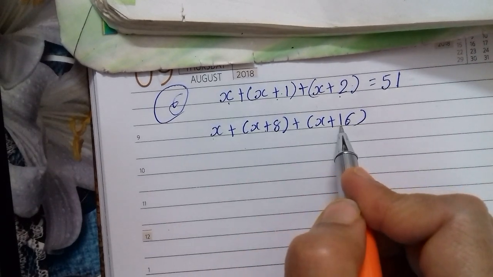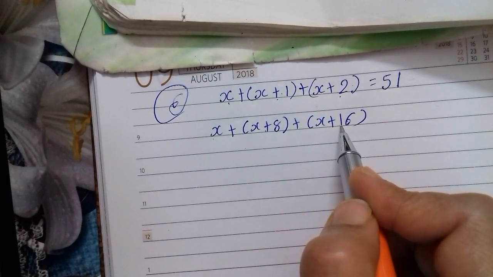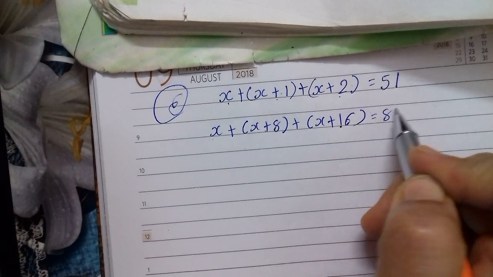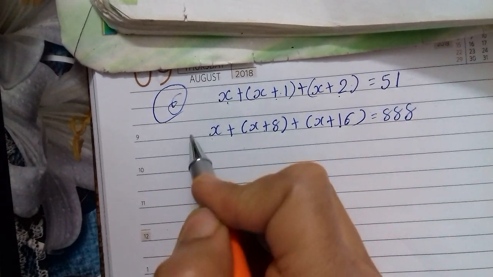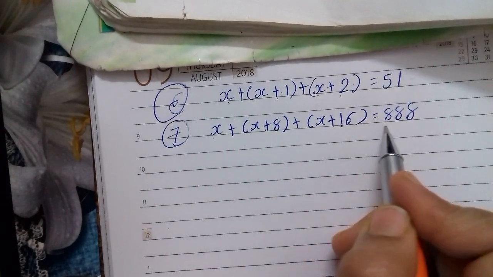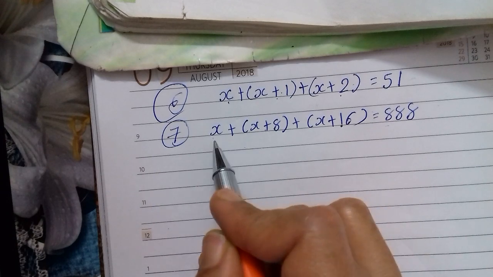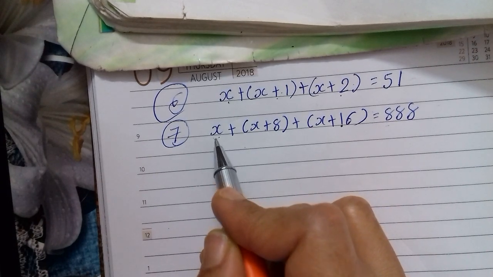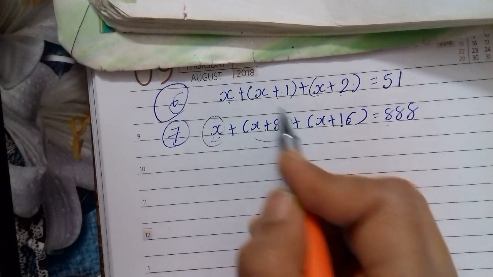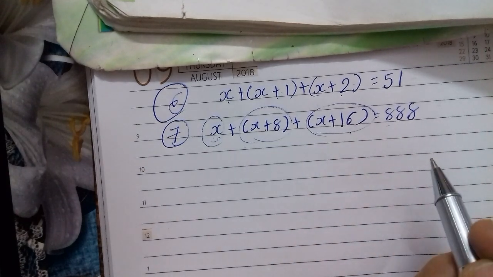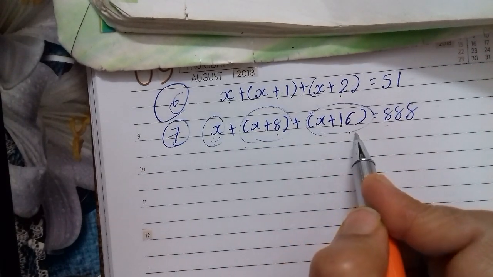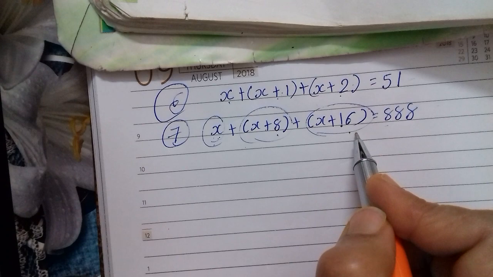These are the three consecutive multiples of 8, and their sum is 888. So solve this and find the value of x, then put this value in these three multiples. So you will get the three consecutive multiples of 8.